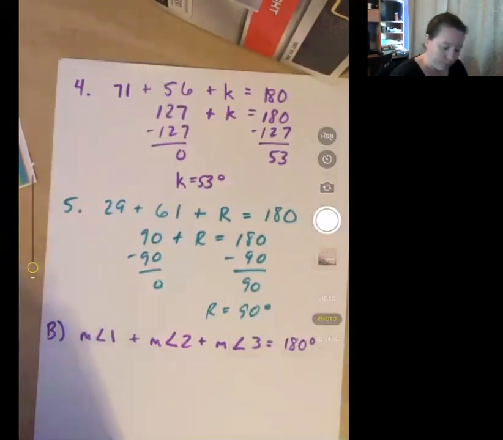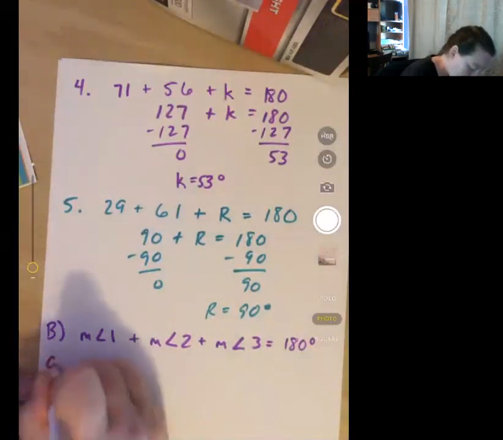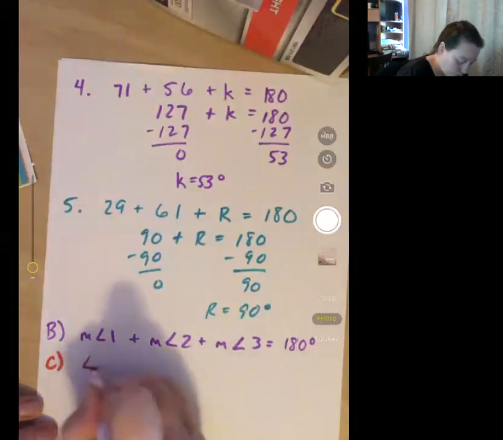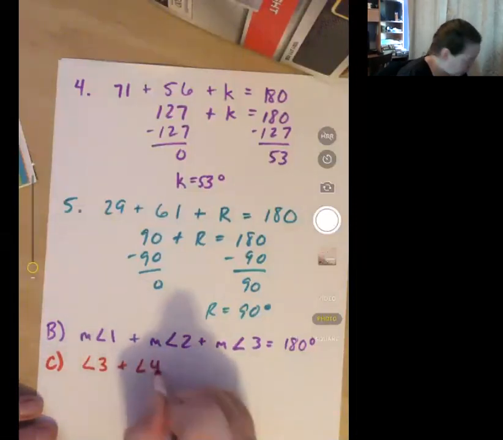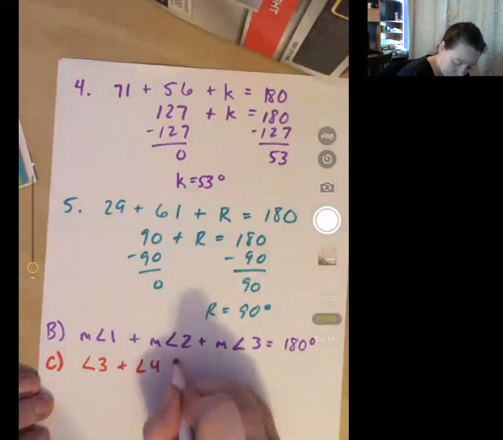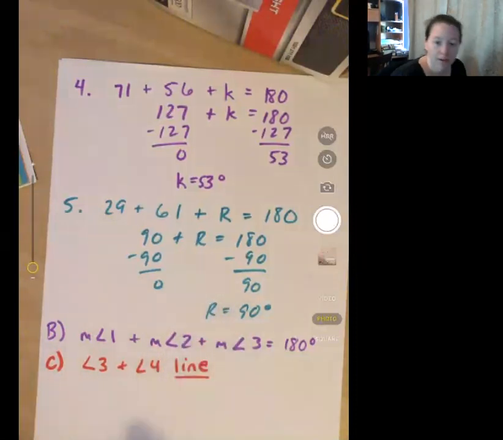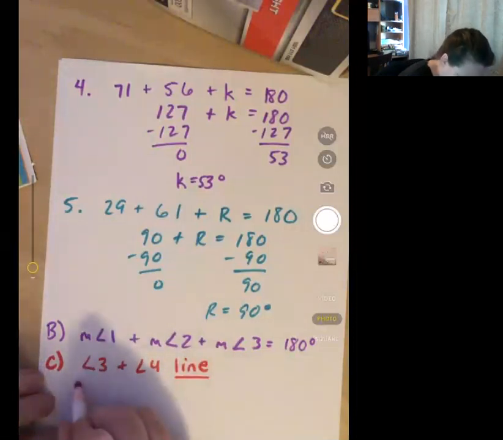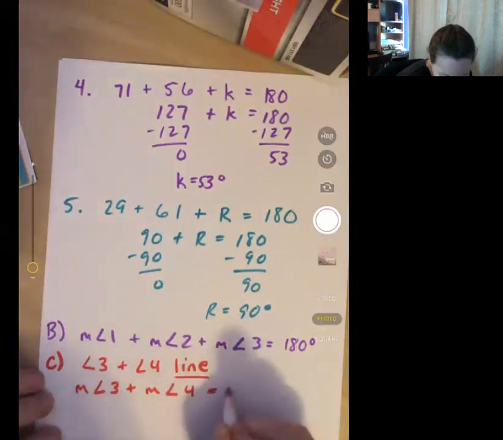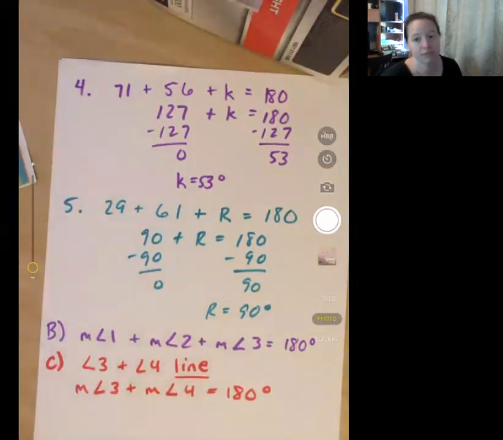So letter C, we already know. Letter C. Angle 3 and 4 form a line, if you look at the picture that they have in the book. And so the measure of angle 3 plus the measure of angle 4 is equal to 180 degrees because it's a line, and a line is 180 degrees.